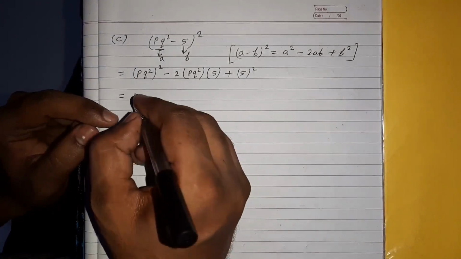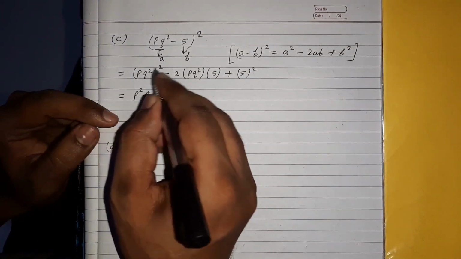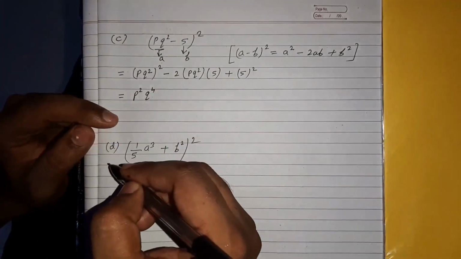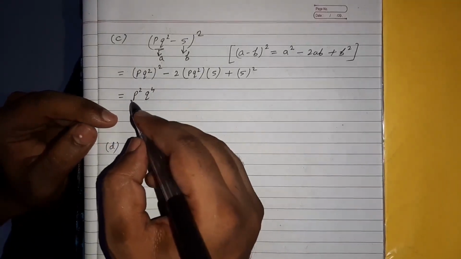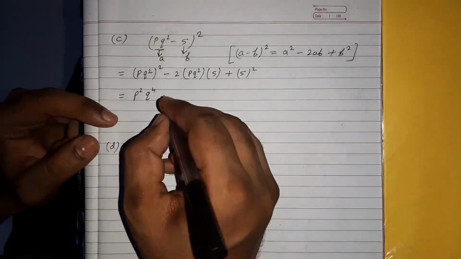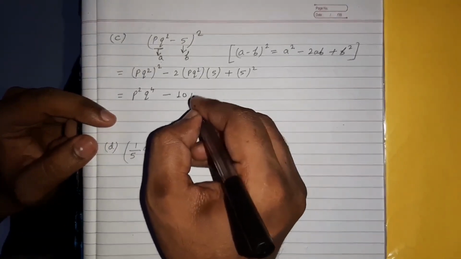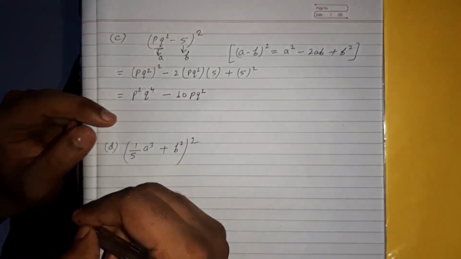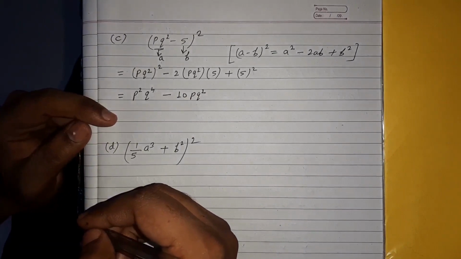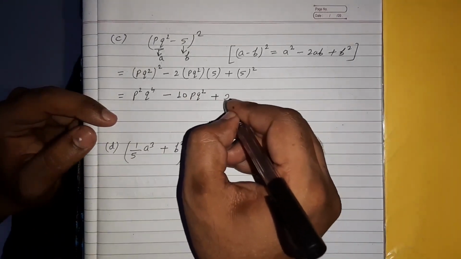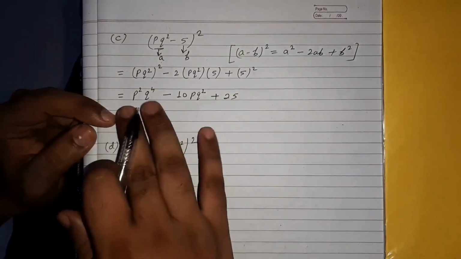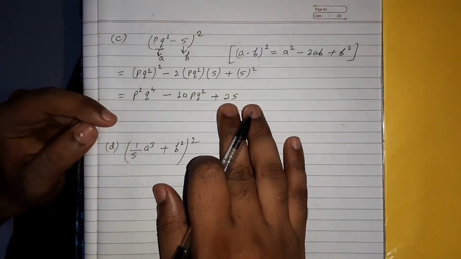Now we will simplify. It will be p square, and 2 2s are 4, so q raised to power 4. So it will be p square q raised to power 4, minus 2 5s are 10 multiplied by pq square, so minus 10pq square, and 5 square is 25. So this is the expansion form.